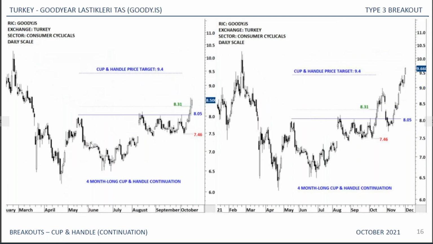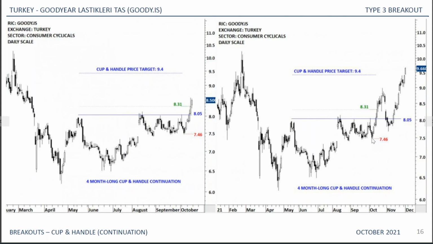Now we are looking at type 3 breakout here. Clearly the more challenging one. A 4-month long cup with handle, and the handle, you can see, was more like a symmetrical triangle. The breakout takes place. This was a company from Turkey. The stock moves up a couple of days and then sells off. The pattern boundary fails to hold the price.